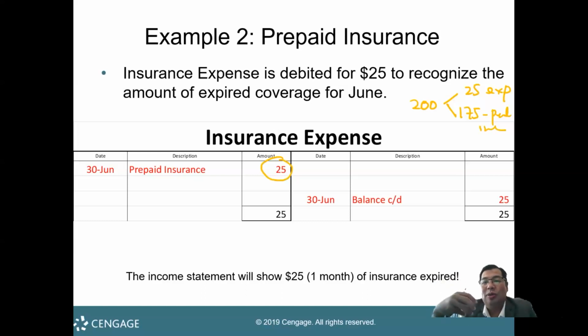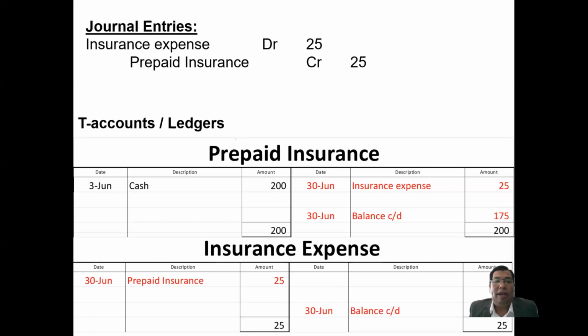Next month, you're going to use another $25. So your total insurance expense increases from 25 to 50. Your prepaid insurance will reduce from 200 to 175 and then to 150. So the journal entry will be debit insurance expense by $25, credit prepaid insurance by $25. So this is the T account. This is the journal entries, and below are the three T accounts.